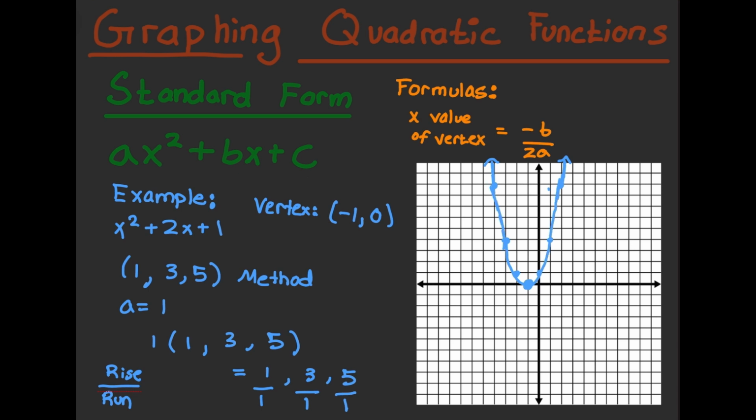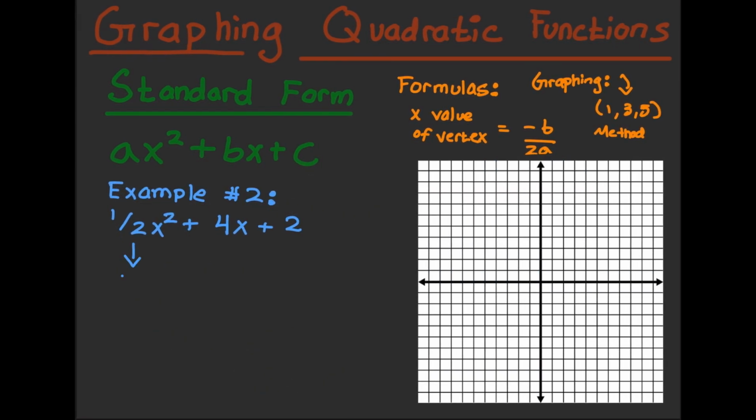Now, something important to note is you want to draw a dashed line through your point or vertex. This is called the axis of symmetry, and it is the x value of your vertex.